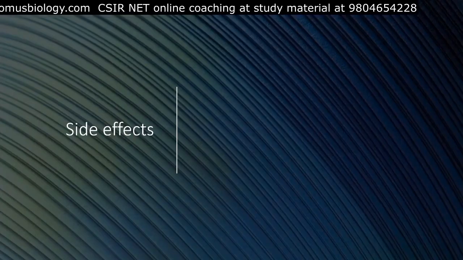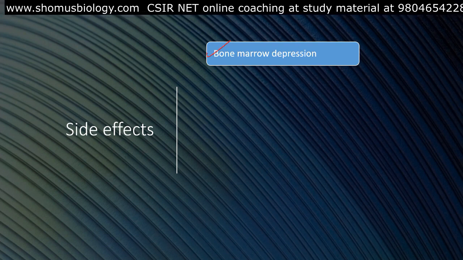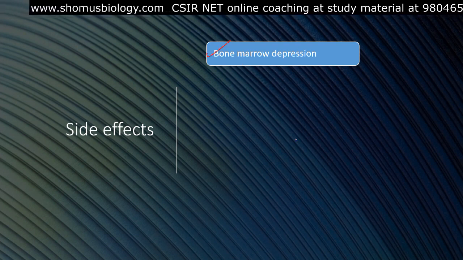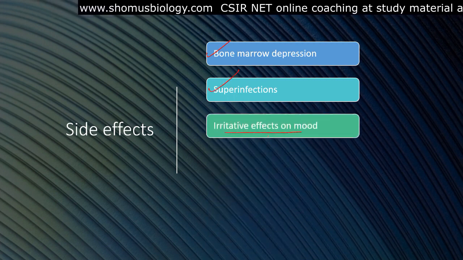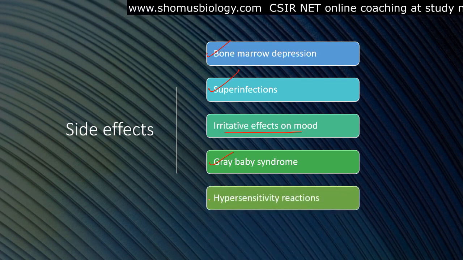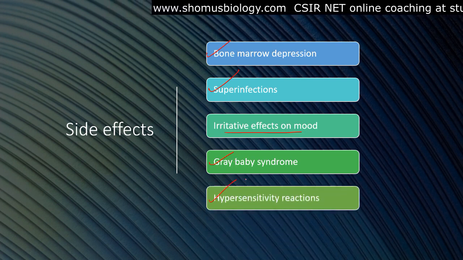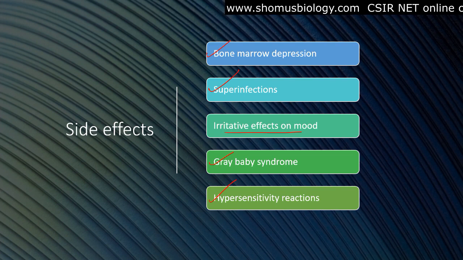What are the side effects of chloramphenicol antibiotic? Bone marrow depression, and the side effects are huge. Side effects are really critical. That's why we don't use it. Second is superinfections. Third is irritative effects on the mood, and the fourth is gray baby syndrome. Fifth, hypersensitivity reactions. These are all different side effects, and particularly bone marrow depression, the irritative behavior, and gray baby syndrome are very common side effects of chloramphenicol.